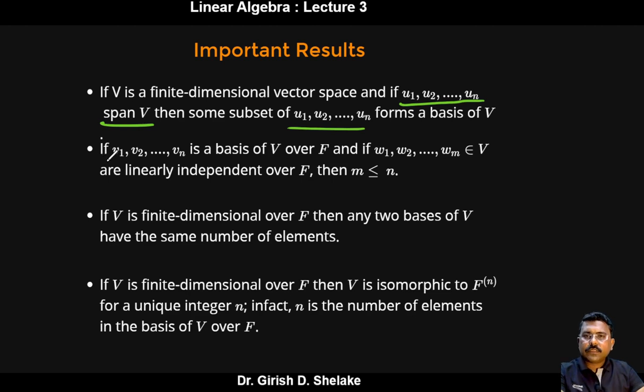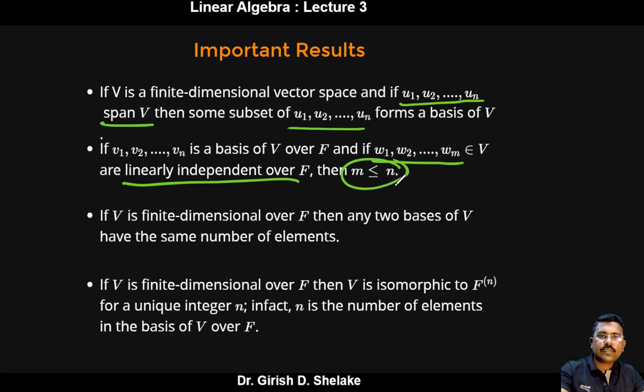Similarly, we have another result: if the set v1, v2 and so on vn is a basis of V over a field F, and if w1, w2 and so on wm are in V such that they are linearly independent, then m is always less than or equal to n. So if a basis contains n vectors, and we have any set of linearly independent vectors, then the number of such vectors is either equal to n or less than n. This is another important result with respect to linearly dependent and independent vectors and basis.